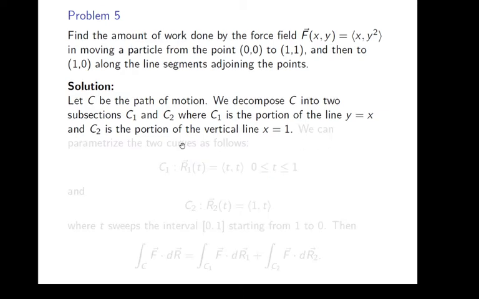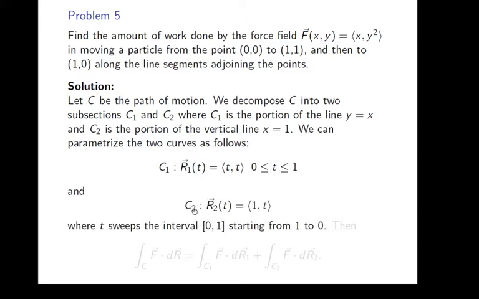Now we want to parameterize the curves C1 and C2. Note that C1 is given by the equation y equals x. So we can set x to t and consequently y to t. So C1 can be parameterized by r sub 1 given by the vector function whose coordinates are t and t. And here t runs from 0 to 1.